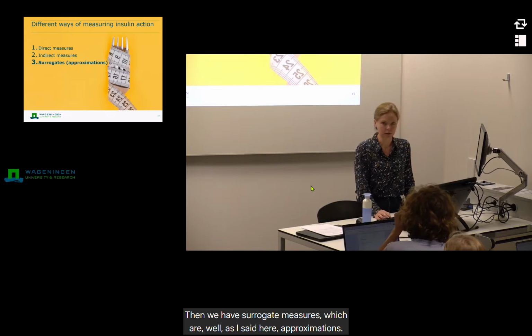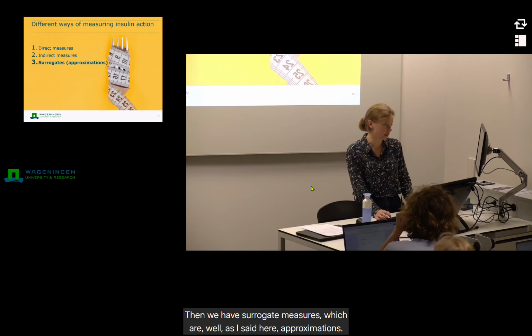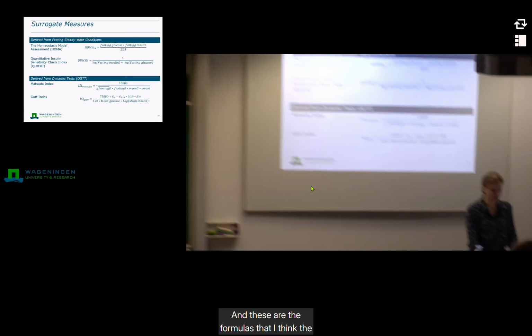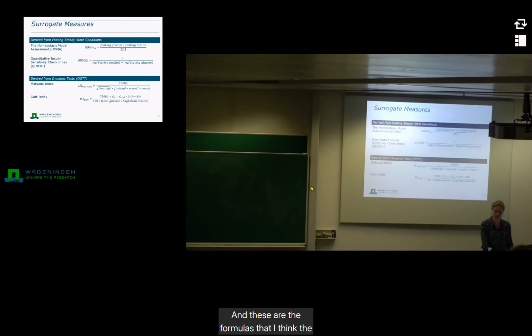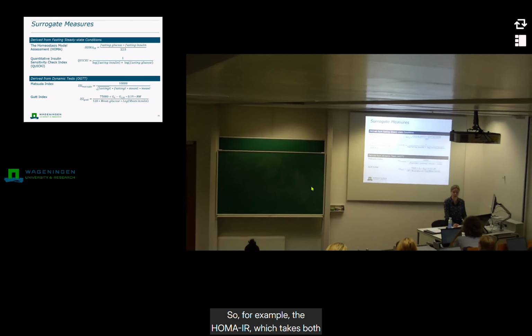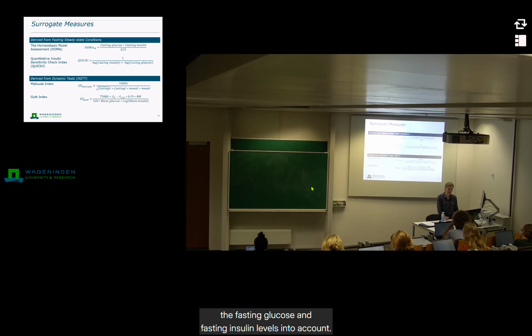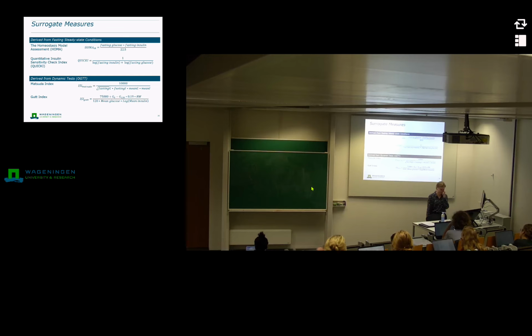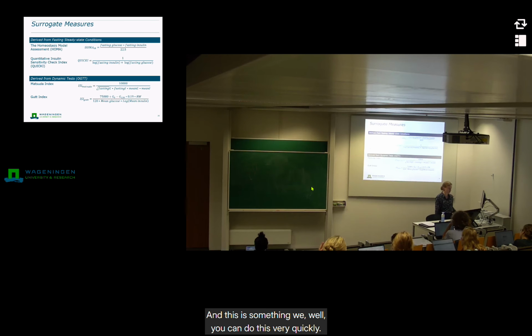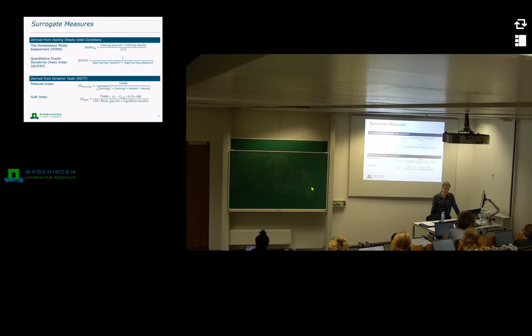Then we have the surrogate measures, which are, as I said here, approximations. And these are the formulas that I think the first two we also discussed in the lecture on Monday. For example, the HOMA-IR, which takes both the fasting glucose and fasting insulin levels into account. And this is something you can do very quickly. You just measure fasting glucose and fasting insulin at one point in time, and then you use this formula to calculate the HOMA index. And the same holds actually for the QUICKI, which is just a different formula to use to say something about the insulin sensitivity. And also here you use fasting insulin and fasting glucose levels.